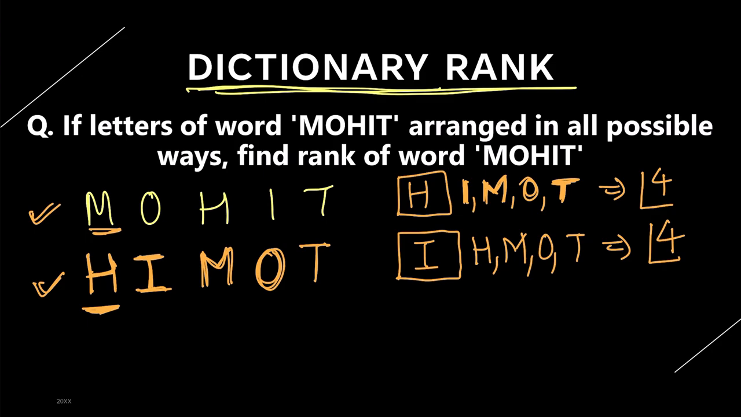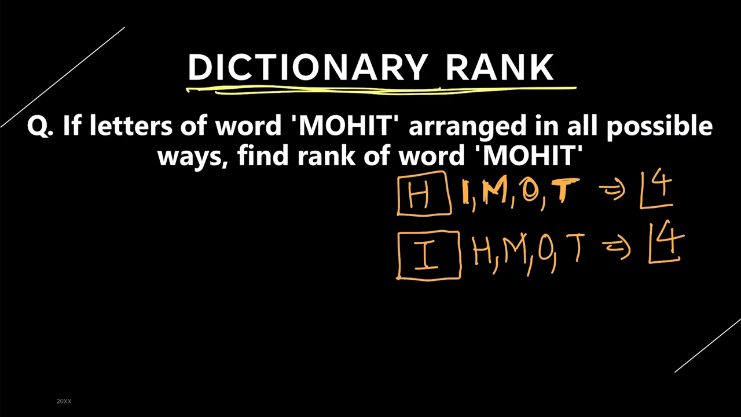In MOHIT, if we are talking about MOHIT, till now, how many letters do we have? 4 factorial. Words are already before MOHIT. Now, in MOHIT, again I am writing H, I, M, O, T.